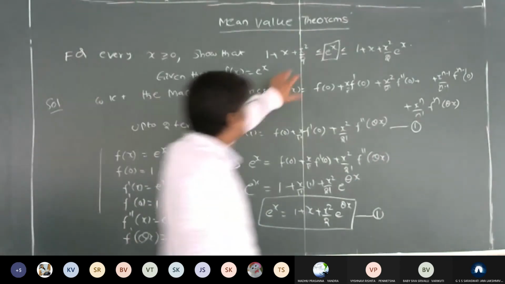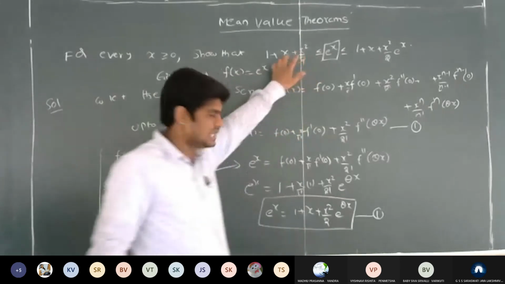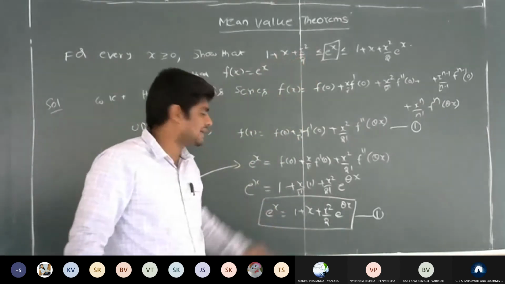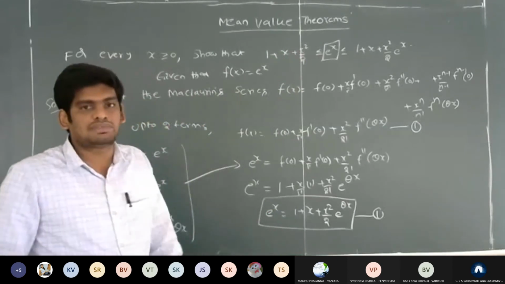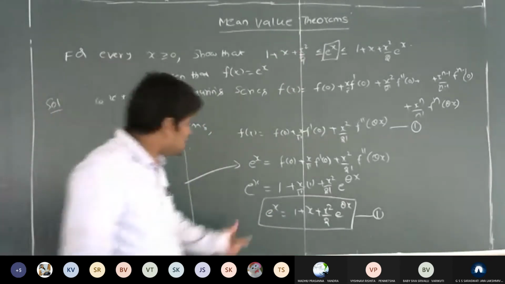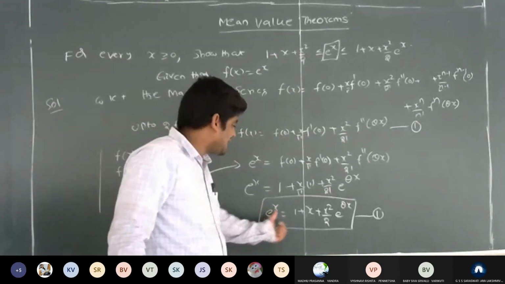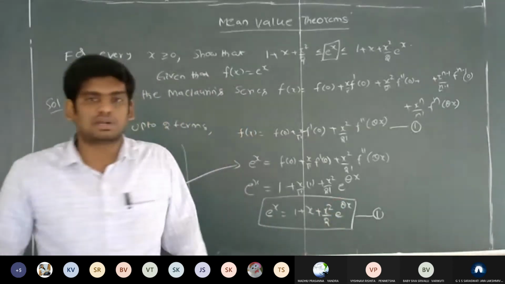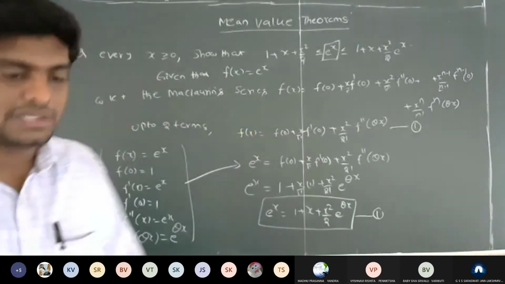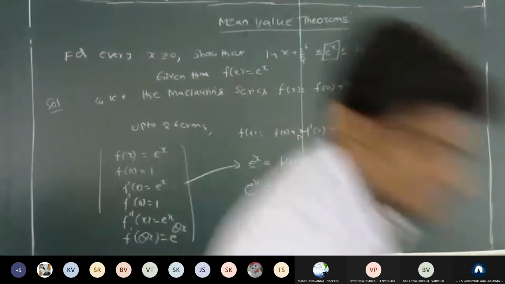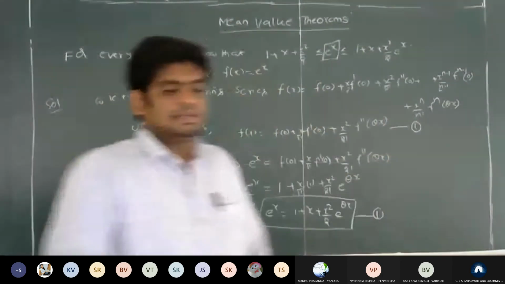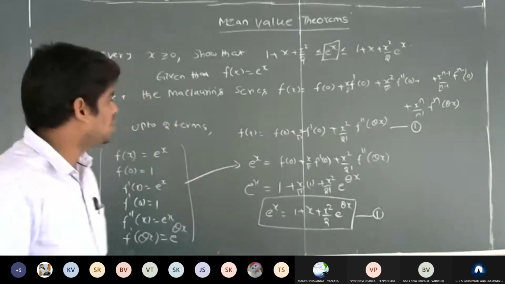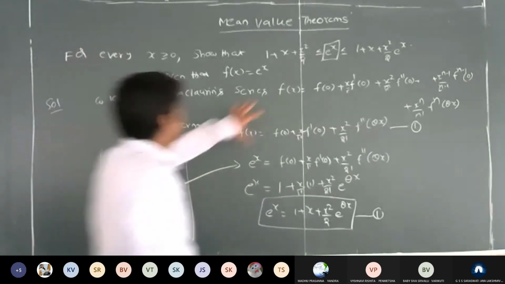But we have to prove this relation. For that, here I am using the Maclaurin series up to 2 terms with the Lagrange's form of remainder. So we are getting the value of e power x as 1 plus x plus x square by 2 into e power theta x. Is it clear up to this? Yes, sir.